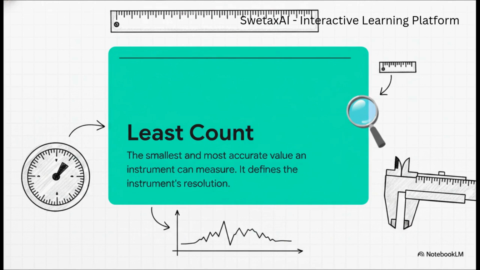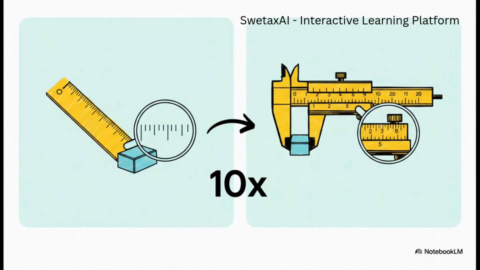That's its resolution. And this is where it gets really interesting. Look at the difference here. A standard ruler, yeah, it gets you down to the millimeter. Good enough for most things. But a vernier caliper? Whoa, that gives you 10 times the precision. For the IIT JEE, choosing the right tool isn't just a good idea, it's absolutely critical.